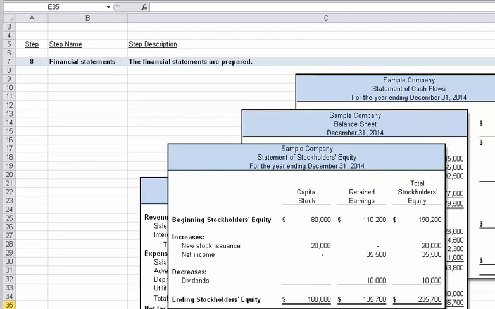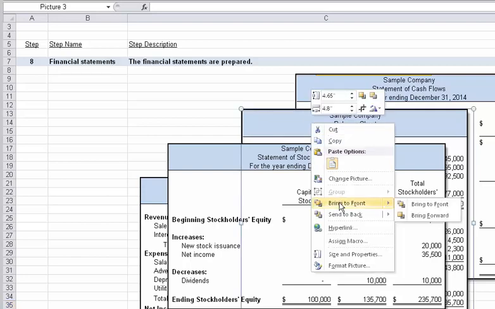And the statement of stockholders' equity is a reconciliation type report. It starts off with a beginning balance. It shows you what increased, what decreased, and comes up with an ending balance. And we certainly needed net income to come up with the ending retained earnings number. And we're going to need that $100,000 of capital stock ending balance and $135,700 of retained earnings to flow through the next statement that we would prepare, which is the balance sheet.